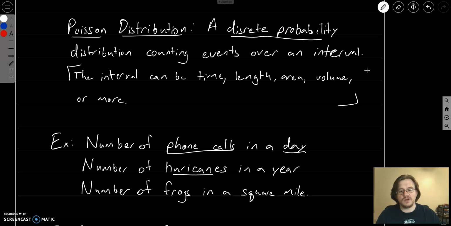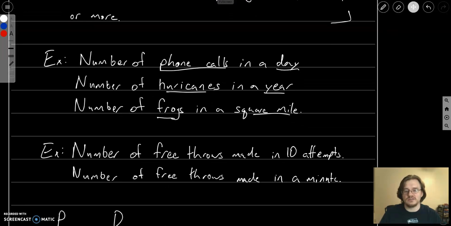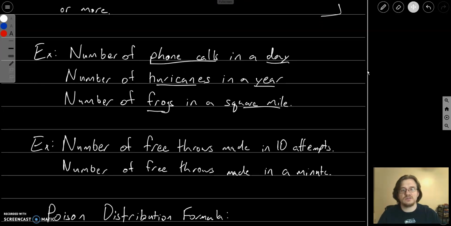It could be the number of hurricanes that occur in a year, or the number of frogs in a square mile. So again, it could be how many objects we find in some area, how many events take place over the course of some time period, and this will seem a lot similar to the binomial distribution that we saw before. So here, we can look at two similar examples.